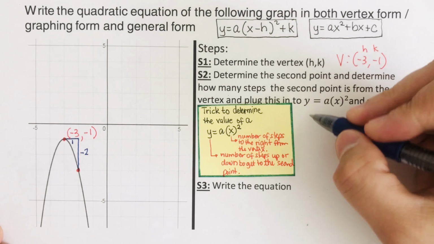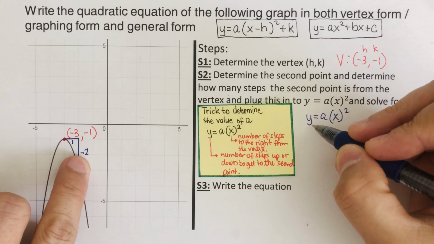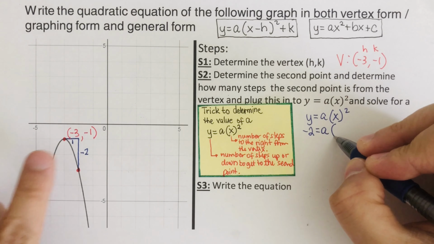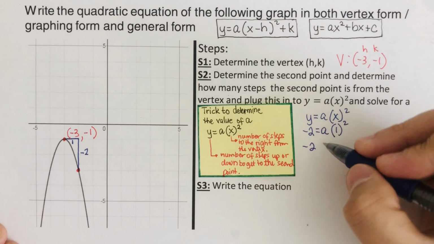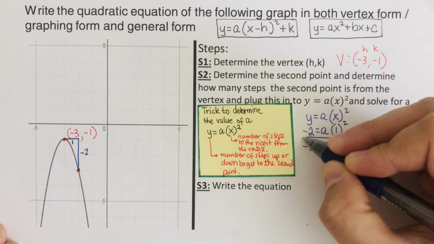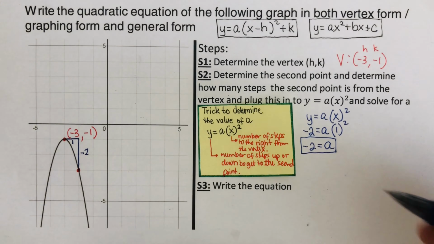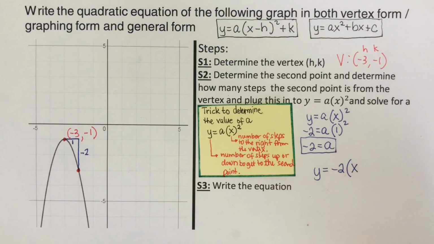We plug that in here. So y is equal to a times x squared. Our y is negative 2. We are missing the a because that's what we're solving for. Our x here is 1 squared. So we have negative 2 equals a times 1 squared, and 1 squared is just 1. So a is actually negative 2. That's our a value. Then we're ready to write the equation: y is equal to negative 2 parentheses x, that's a minus a negative 3, and then squared, and then minus 1.